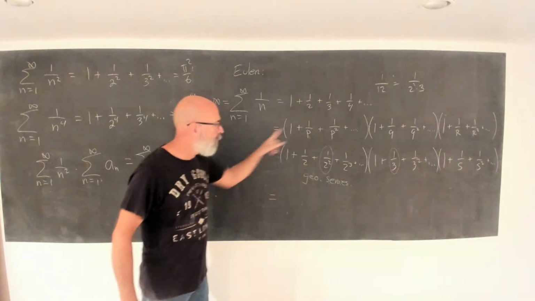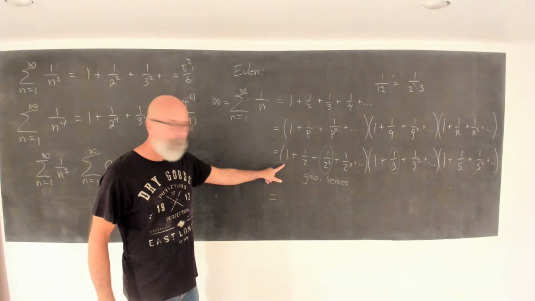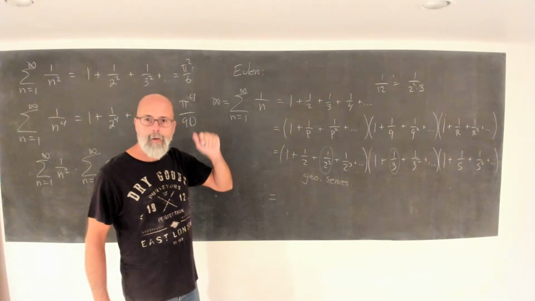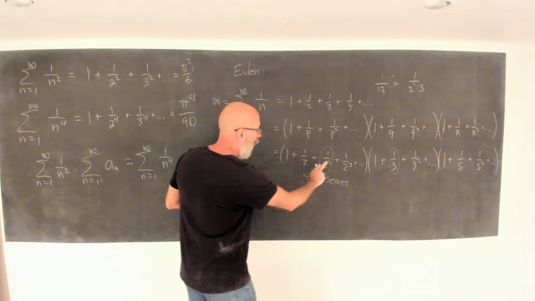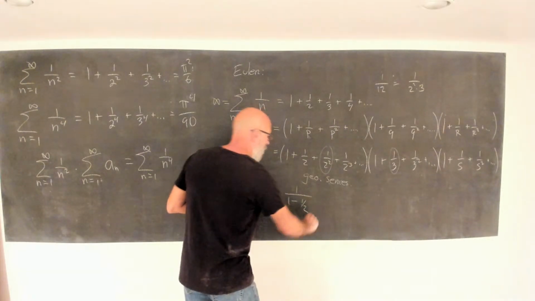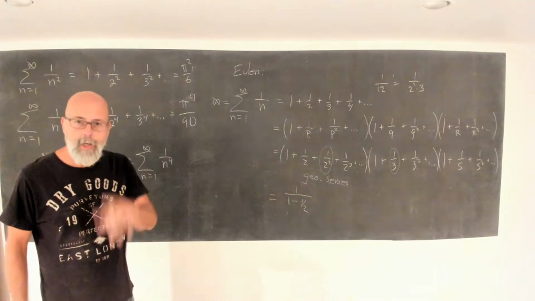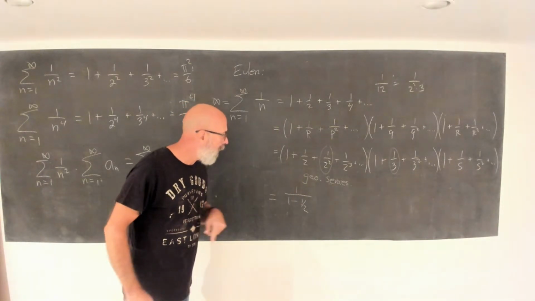This one here converges, the geometric series from last week, to 2. Indeed, to 2. Let's rewrite it as 1 over 1 minus 1 half. But it is 2, right? 1 over 1 minus a.